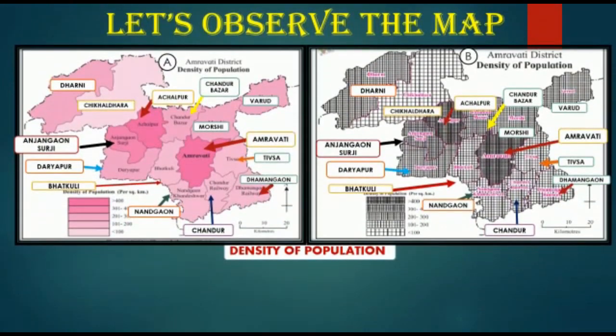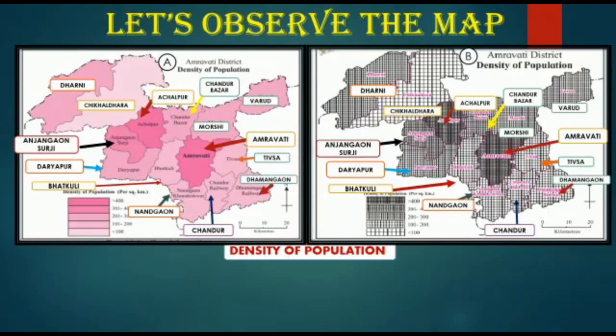Let's observe the map. Here we have the choropleth method map of density of population of Amravati district. In map A, color tints are used to show statistical data, whereas in map B, black and white patterns are used to show statistical data of density of population per square kilometer. The shades or the patterns become darker with the increasing values of the given variable and are drawn accordingly on the map in the given classification.